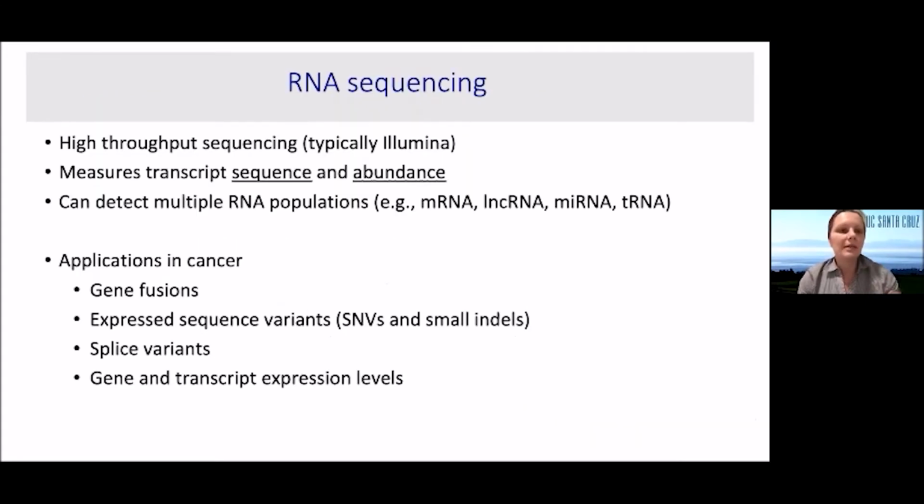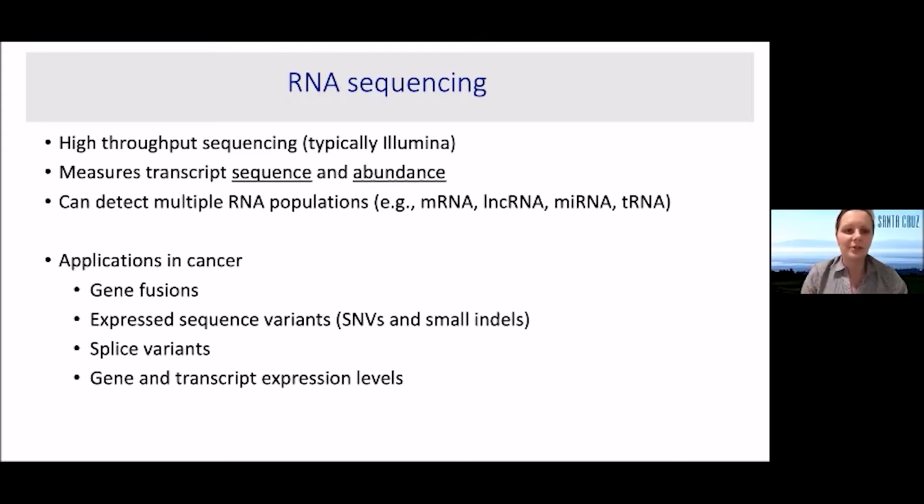So RNA sequencing, just a very brief background, is a high throughput sequencing technology. Typically the most common sequencing platform that's used today is Illumina sequencing. This technology measures transcript sequence, but also the abundance.